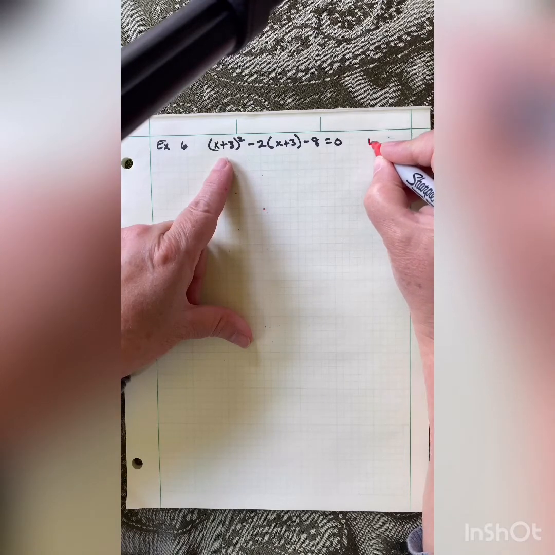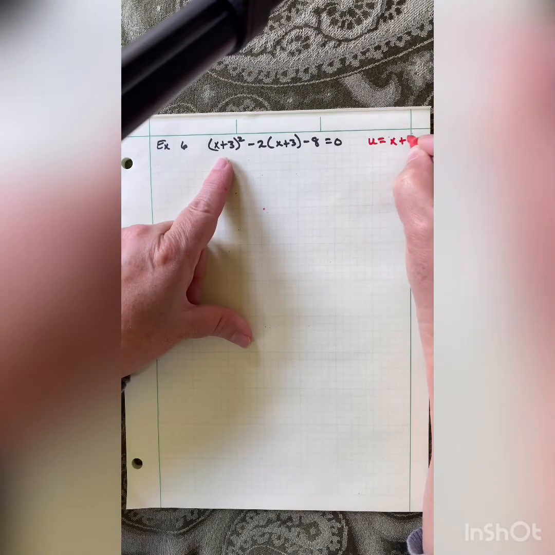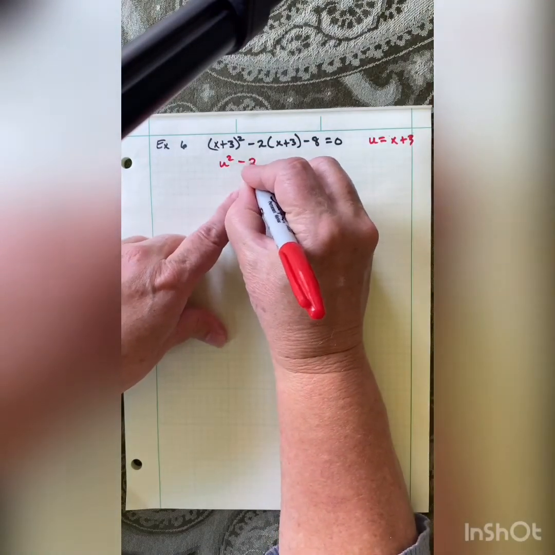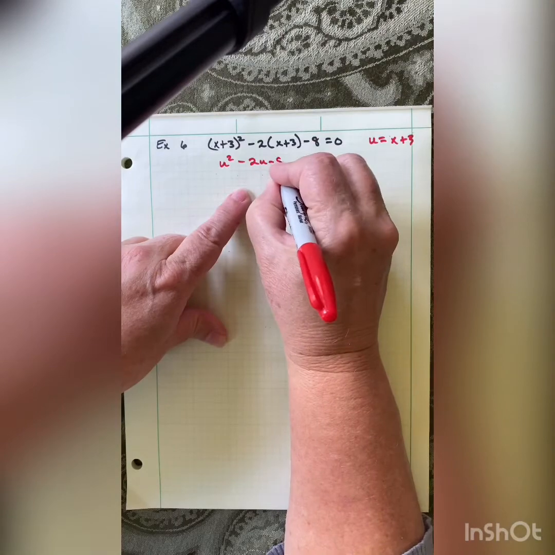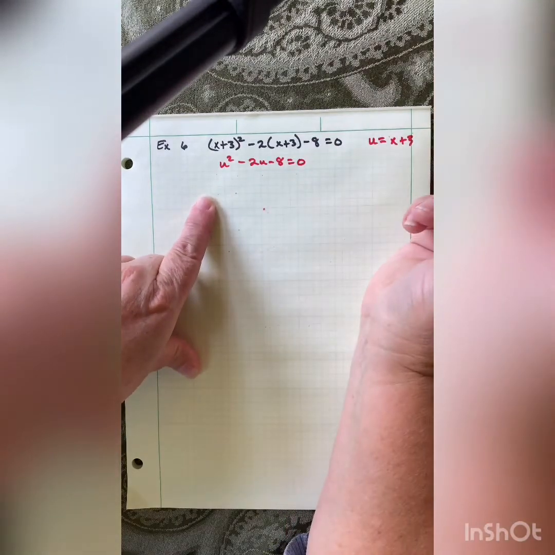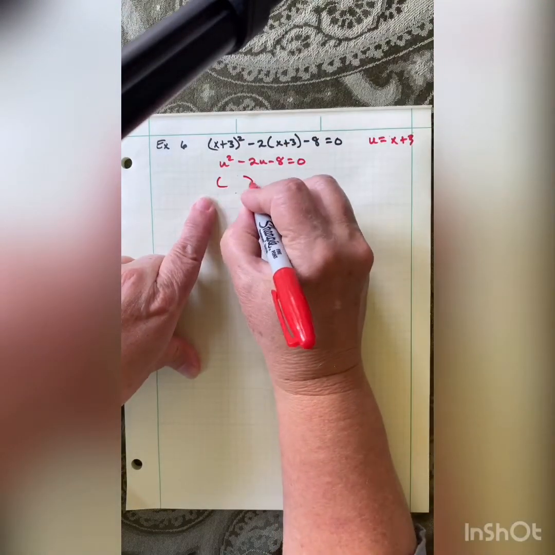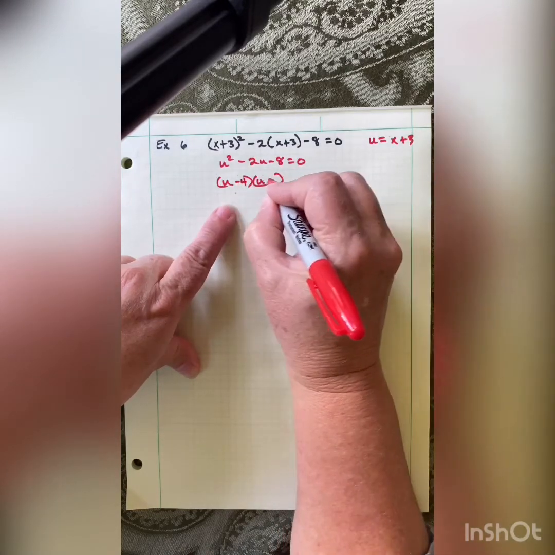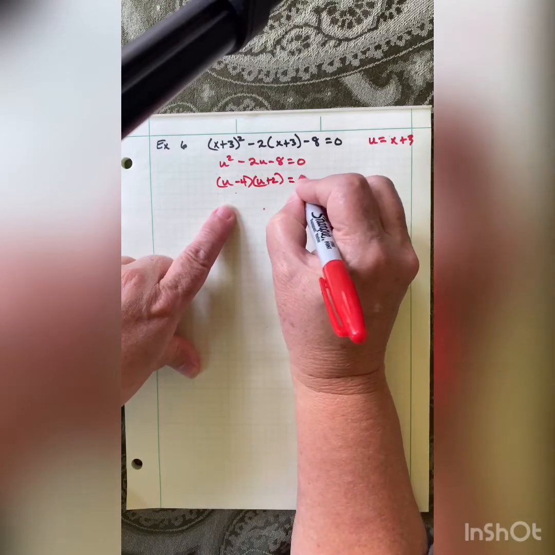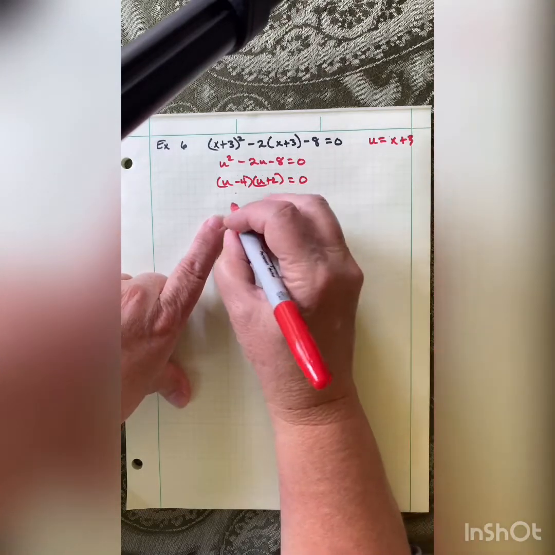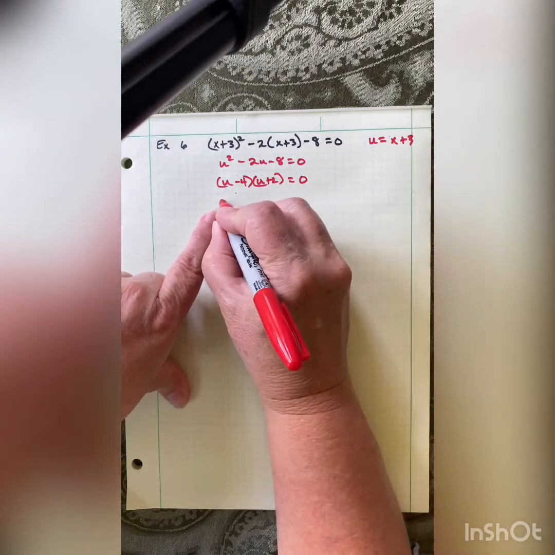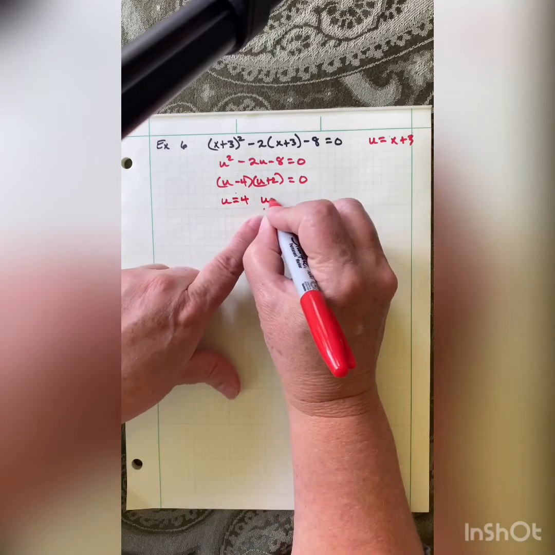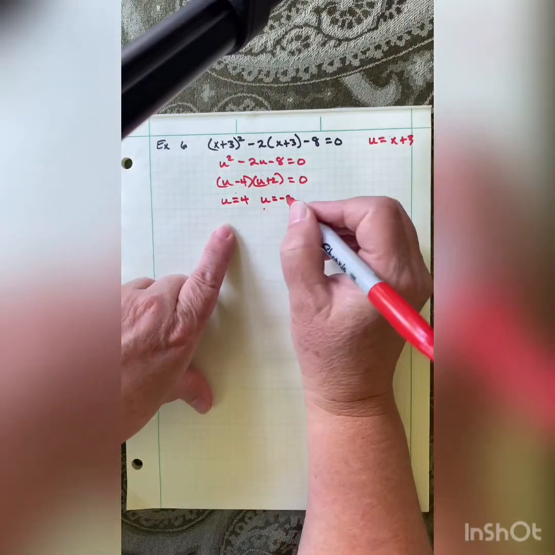So u in this case is going to be x plus 3. So u squared minus 2u minus 8 equals 0. Okay, factor. Minus 4 plus 2 equals 0. Use the zero factor property. So u is going to be 4, u is going to be negative 2.